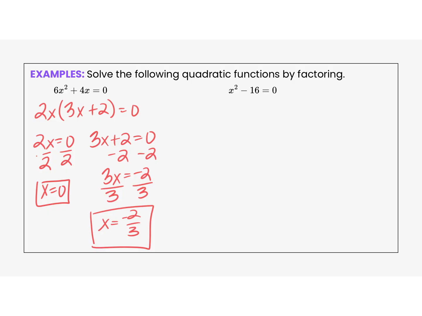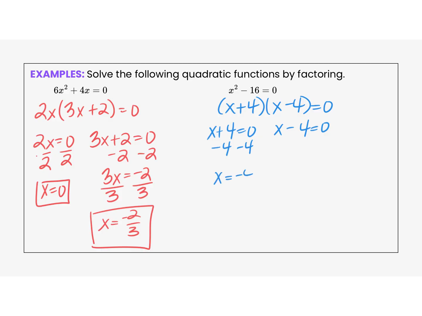Second one over here, I see I have a binomial separated by subtraction, and those are both perfect squares. So this is a difference of squares scenario. So I'm going to factor that: x plus 4, x minus 4. And then, again, to continue solving, I set each factor equal to 0. So subtract 4 there. So I get x equals negative 4. And add 4 here. So I get x equals positive 4.